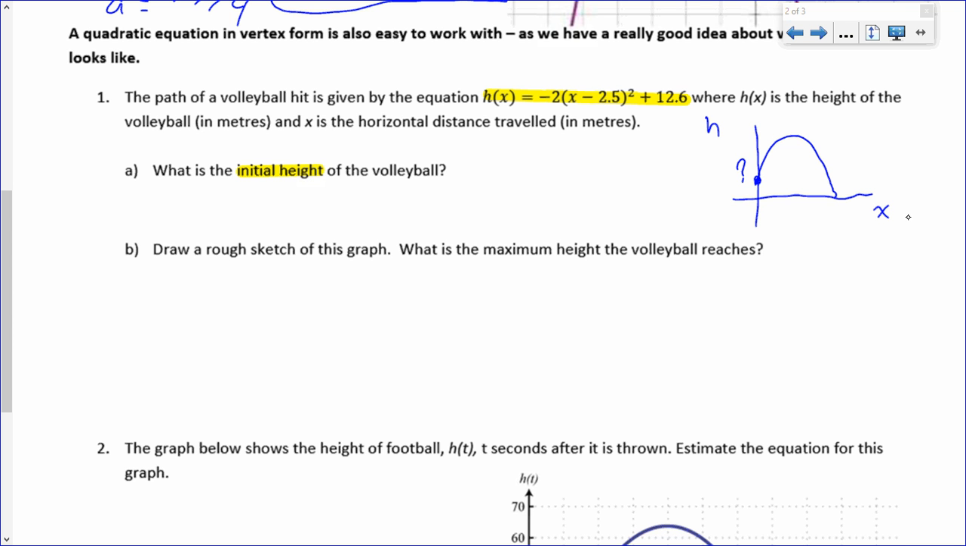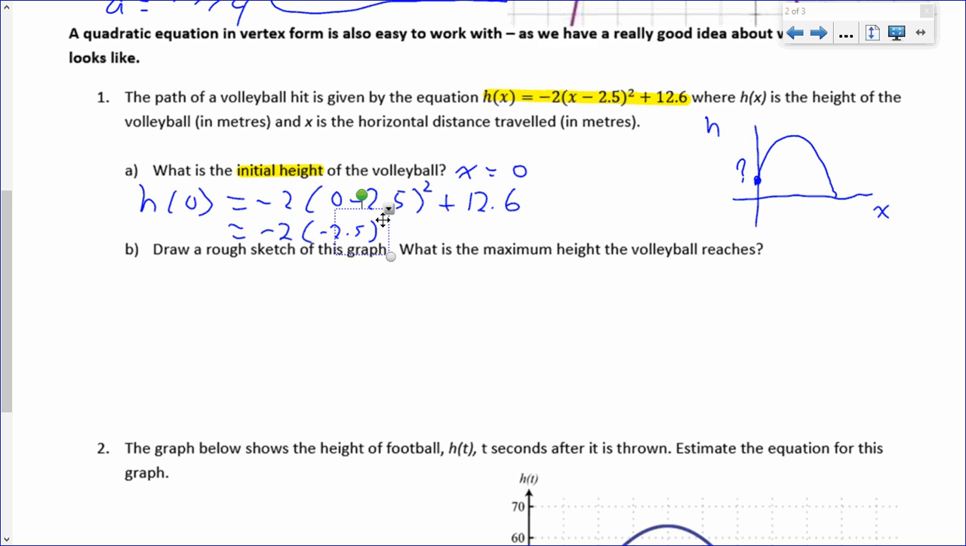Well, the best way to get that is to realize that it happens when x is equal to 0, when the ball hasn't traveled at all. So what we're going to do is sub in x equals 0, which means we're going to find h of 0. Negative 2 times 0 minus 2.5 squared plus 12.6. That's negative 2 times 2.5 squared, or negative 2.5 squared, doesn't matter, plus 12.6. You would go ahead and use a calculator to figure that out.